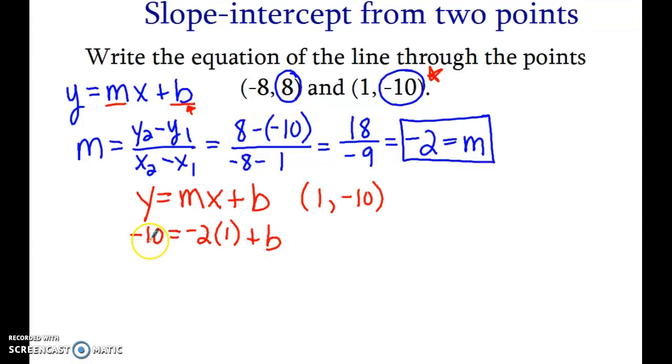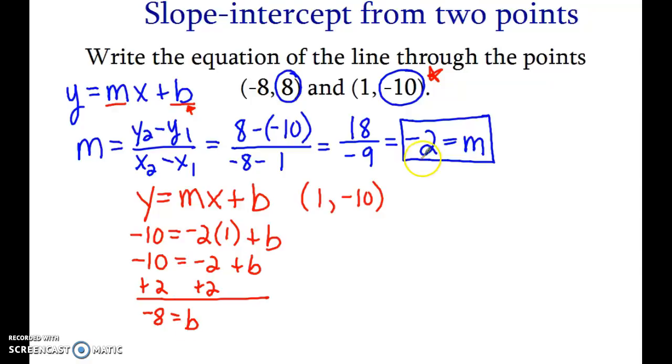Be careful not to switch around your x and your y. So my y here, negative 10, my x is 1. So negative 10 equals negative 2 times 1, negative 2 plus b. Now I'm going to add 2 to both sides in order to solve for b. And negative 8 is equal to b.